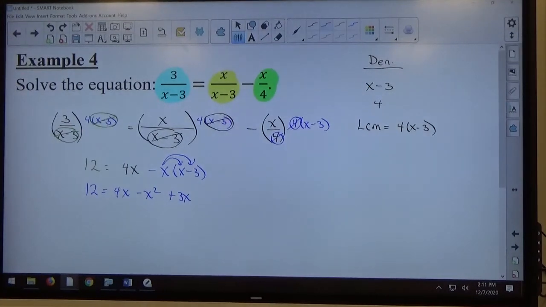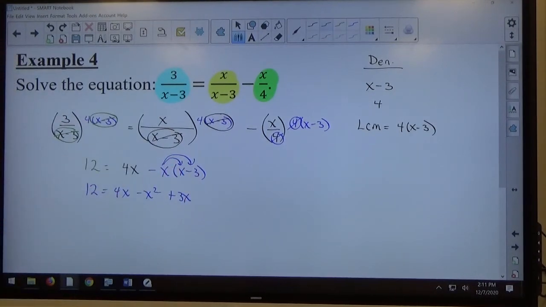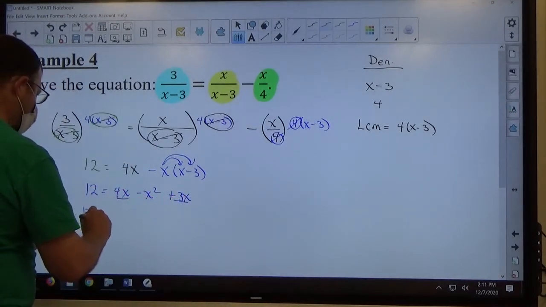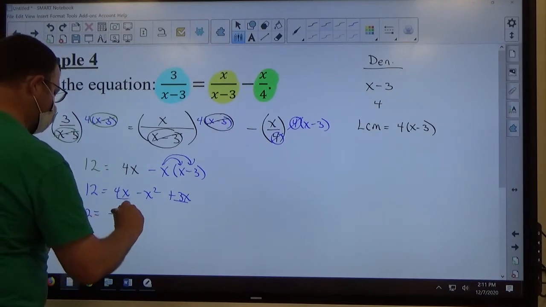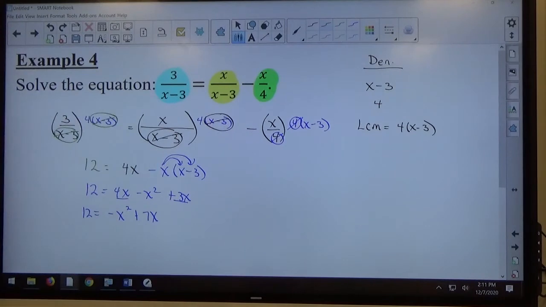Okay, be careful that minus makes a plus when you're distributing. The minus is attached, it's multiplied by a negative. Two negatives make a positive. And finally, 3x and 4x are like terms on the right-hand side, so I can combine them together to get 12 equals negative x squared plus 7x. That's the simplest form of the equation before I start trying to solve it.